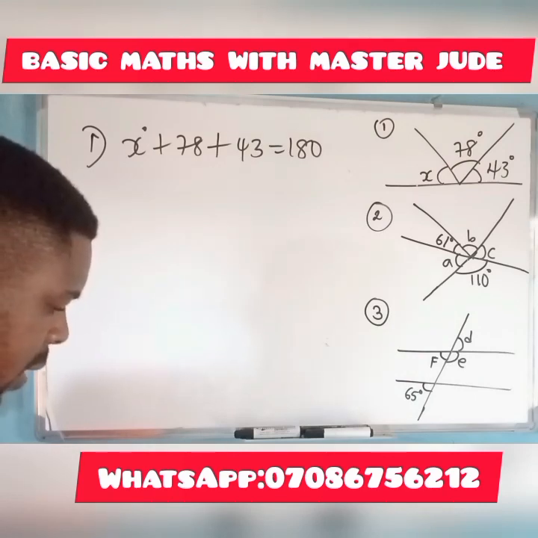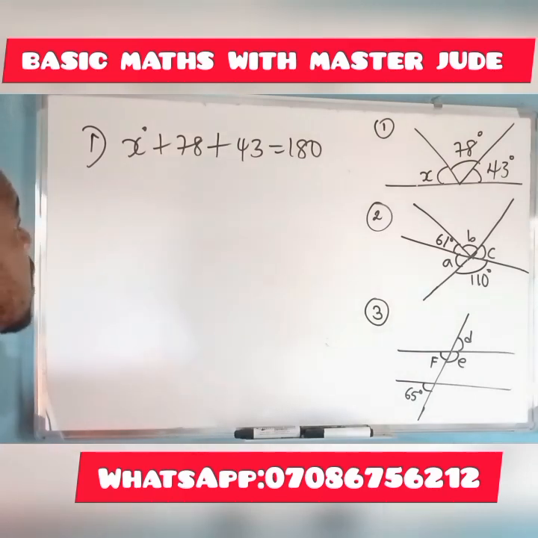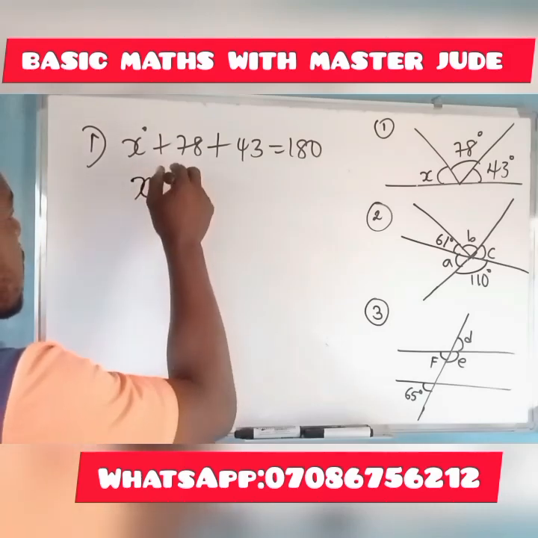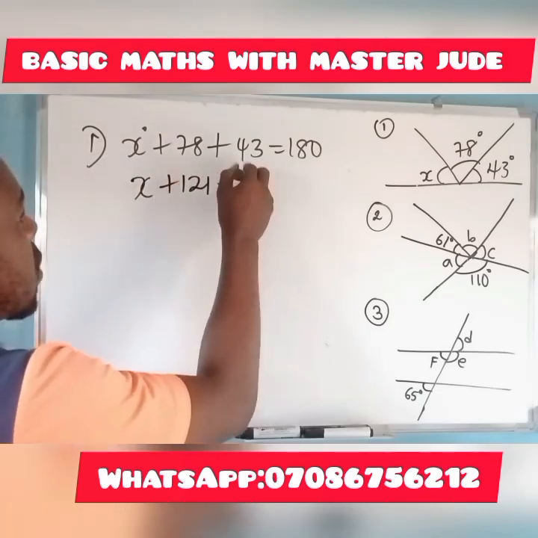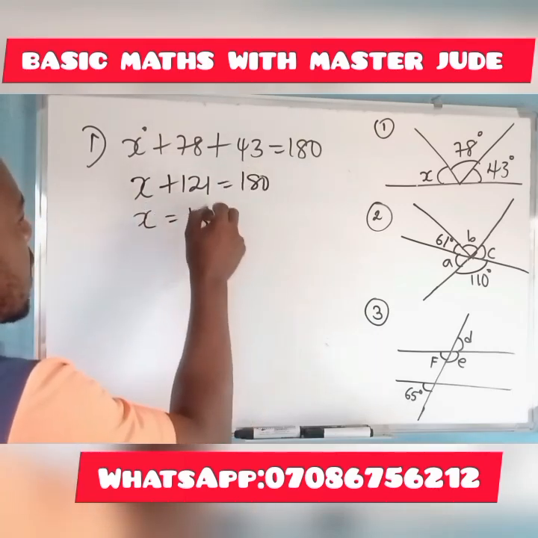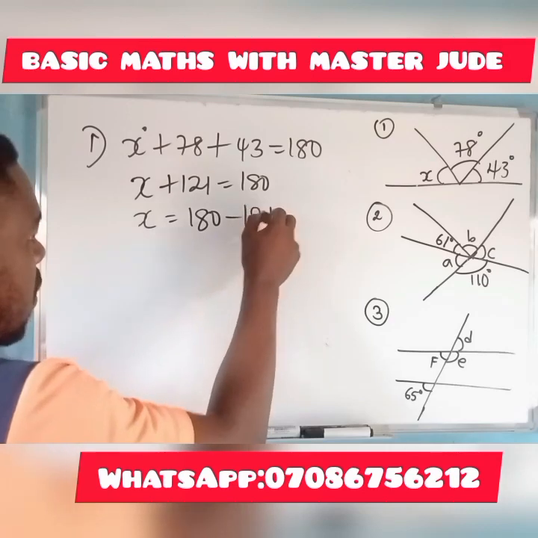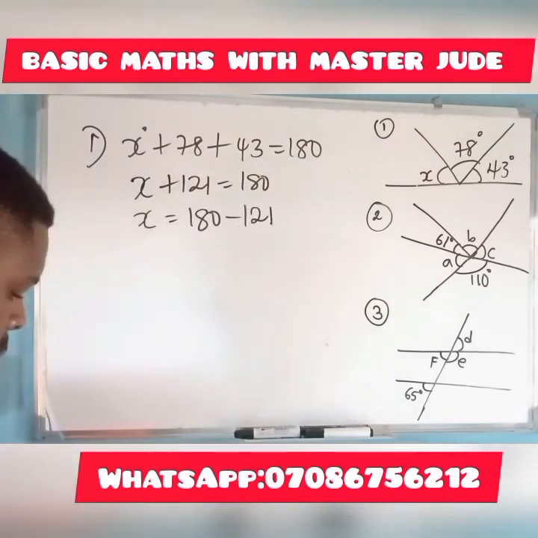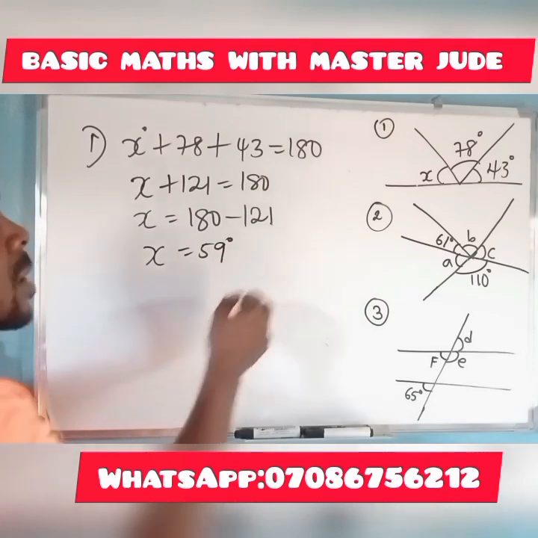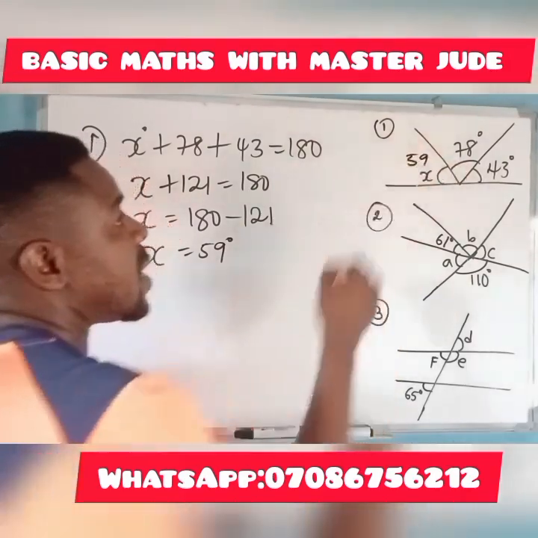78 plus 43 will give us 121, meaning that x plus 121 is equal to 180. X is equal to 180 minus 121. Now 180 take away 121 will give us 59 degrees. So our x is 59 degrees.